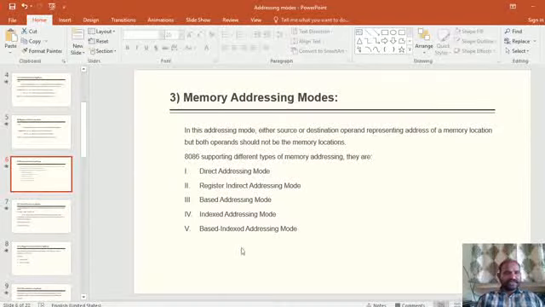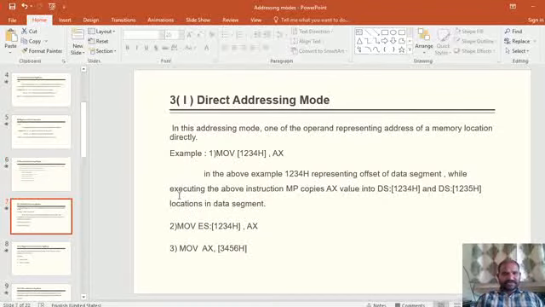I think in the last session, we stopped at the direct addressing mode of operation. So in this session, we'll continue the last session.